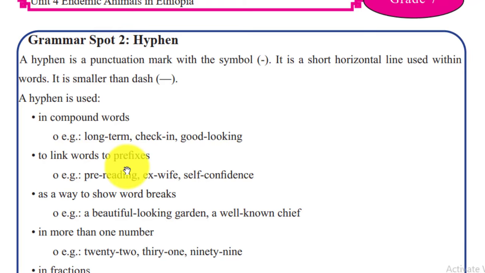Second, to link words to prefixes. Prefixes are what we call these, to separate them from the root word. For example, pre-reading, ex-wife, self-confidence. Self, ex and pre are prefixes, separated from the main word. Third, as a way to show word breaks.